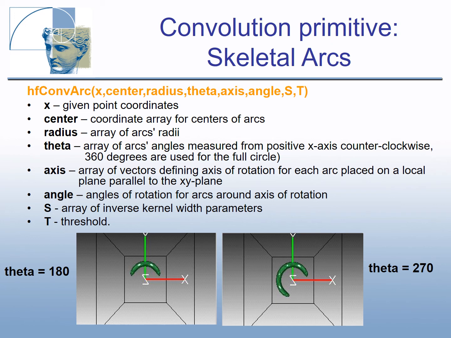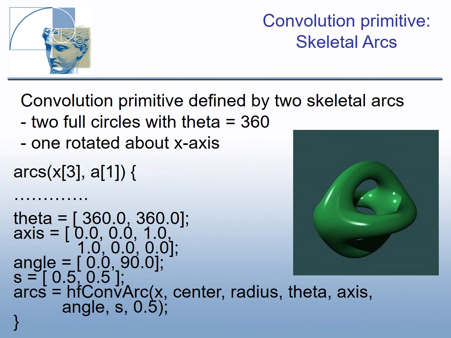Axis is array of vectors defining axis of rotation for each arc placed on local plane parallel to the xy plane. Angle are angles of rotation for arcs around axis of rotation. S array of inverse kernel width parameters. T is threshold. This is convolution primitive example defined by 2 skeletal arcs.